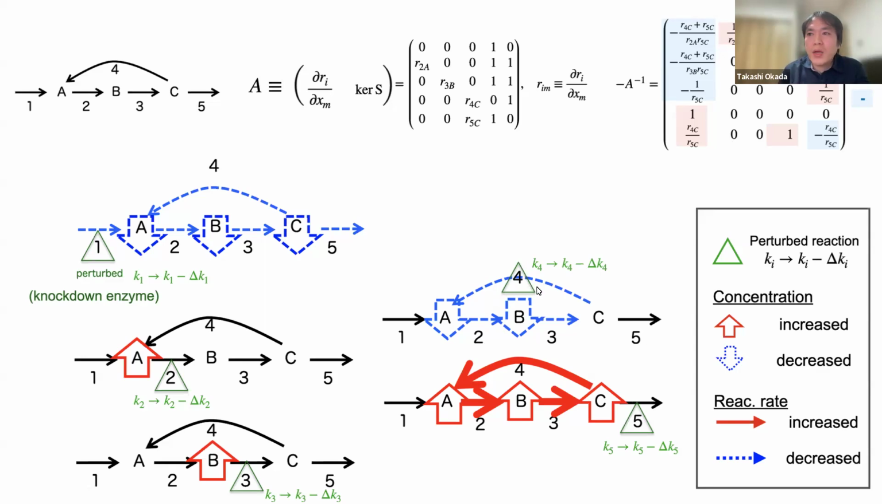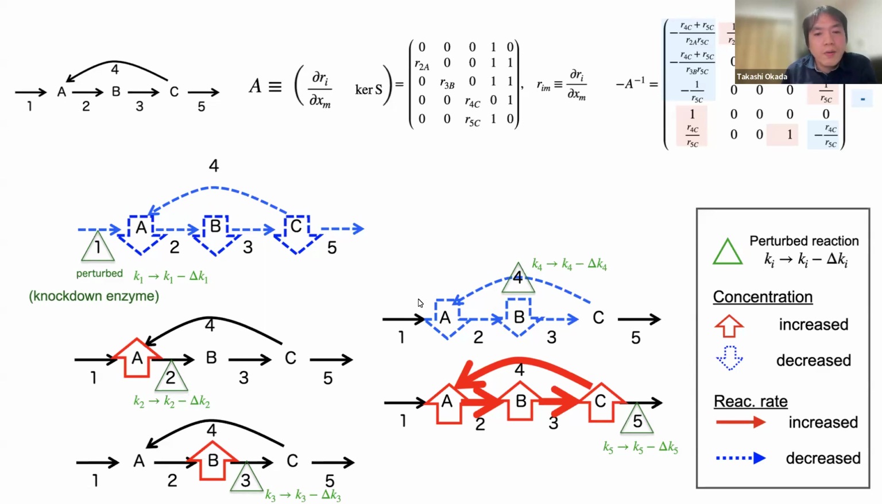For example, in this case, this means that decreasing the parameter K4 will decrease the concentrations of A and B and reaction rates along this loop. And interestingly, the downstream chemical C does not respond to the perturbation. In this way, even though the reaction network itself is connected, only a limited part of the network is affected by a given perturbation. So the non-zero response is localized in a particular part of the network.